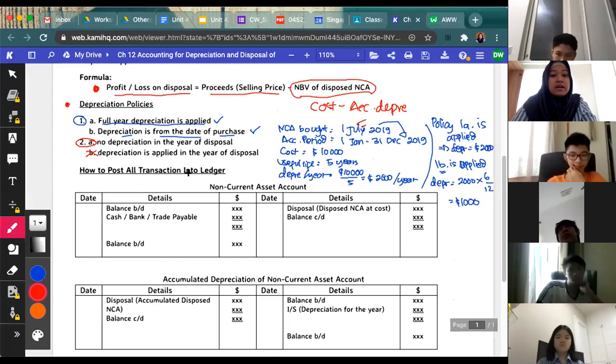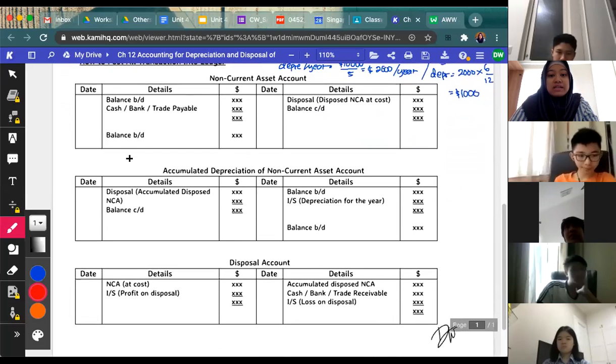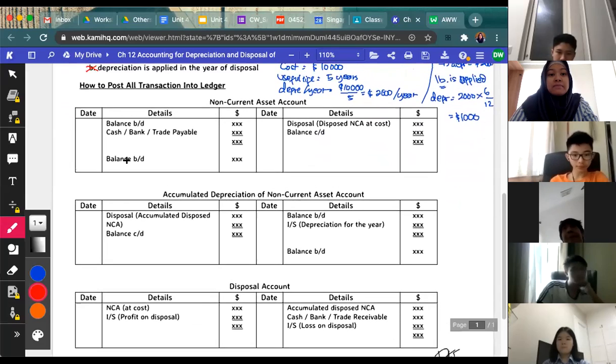Okay, continue, yeah? So pay attention to the policy, because if you mistakenly ignore this policy, your calculation will be ruined. So pay attention to the policy. It will always be there, okay? Now, how to post all the transactions into the ledger? Last one, the account, okay?